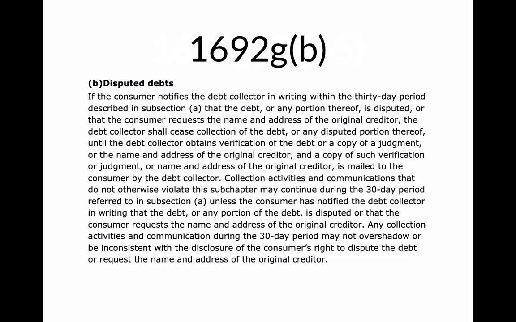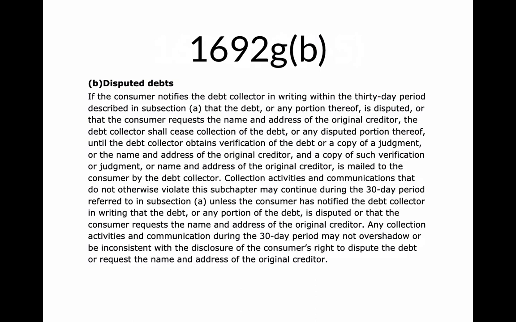1692G(b) says if the consumer notifies the collector in writing within that 30-day period that the debt or a portion is disputed, or the consumer requests the name and address of the original creditor, then the debt collector shall, again, not a suggestion, not "this is a good idea," you shall, 100%, shall cease collection of the debt or any disputed portion thereof.